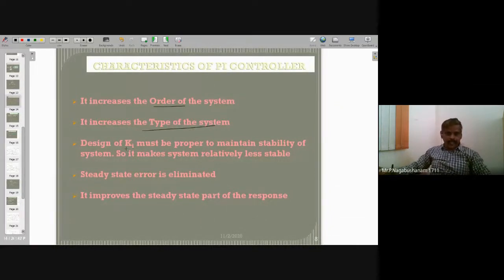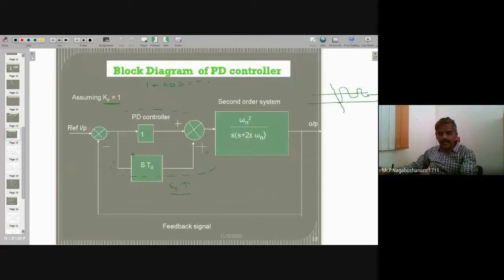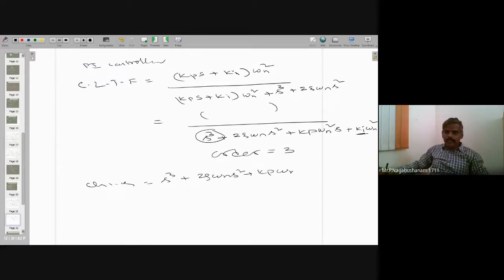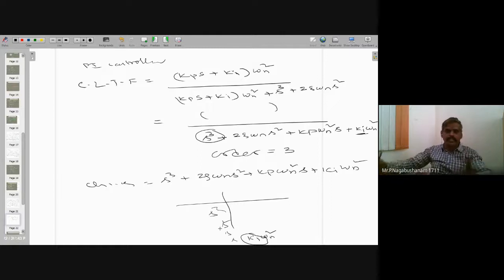Next, the design of Ki must be proper to maintain stability of the system. Why? Because the order becomes third order. If you are not maintaining the Ki value, check the denominator term. The characteristic equation is S cube plus 2 zeta omega n S square plus Kp omega n square S plus Ki omega n square. If you form the RH table with s cube, s square, s power 1, s power 0, the s power 0 term is Ki into omega n square. If you are not designing the Ki value in a proper manner, the system may become unstable.